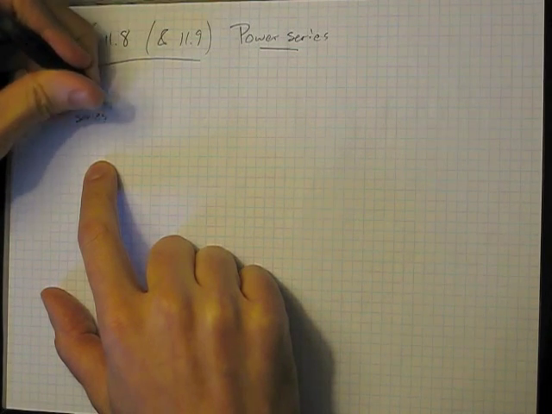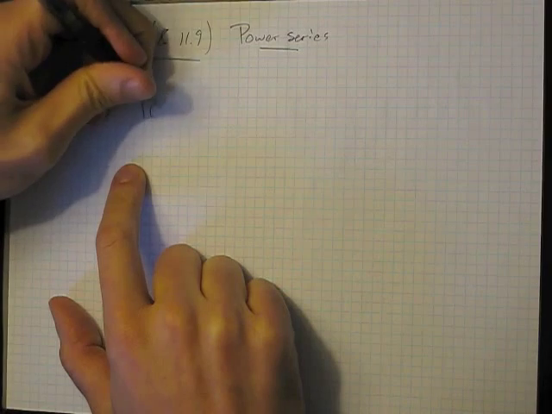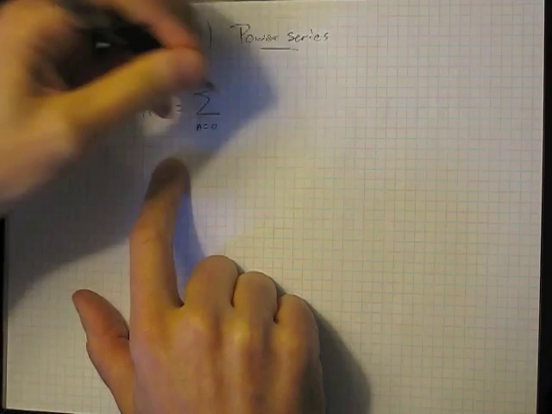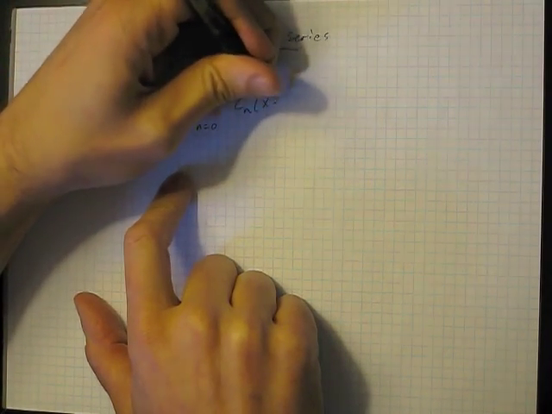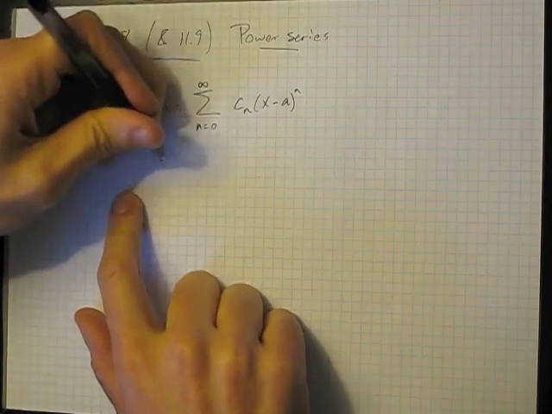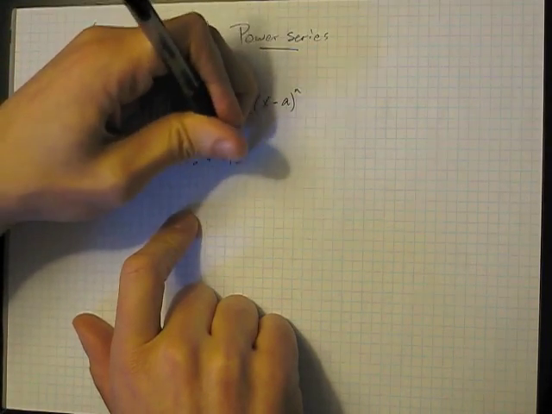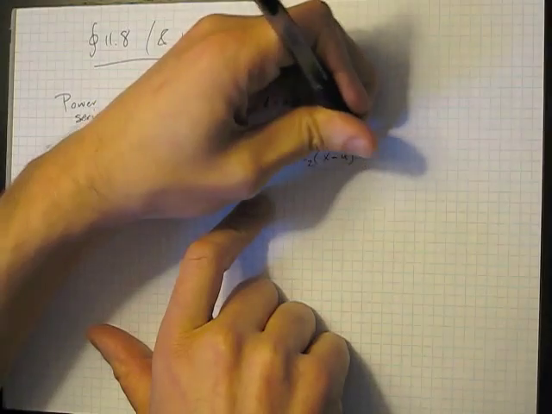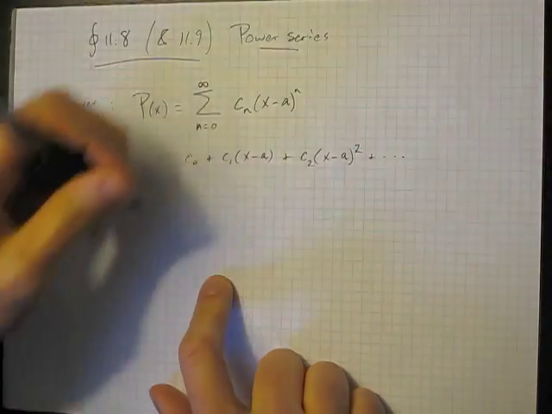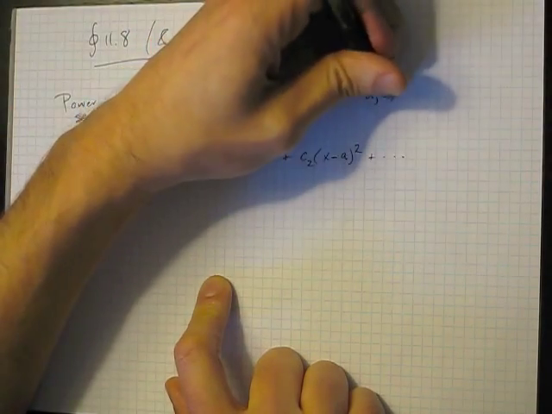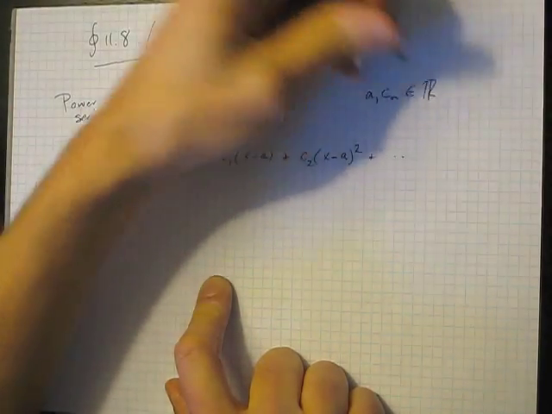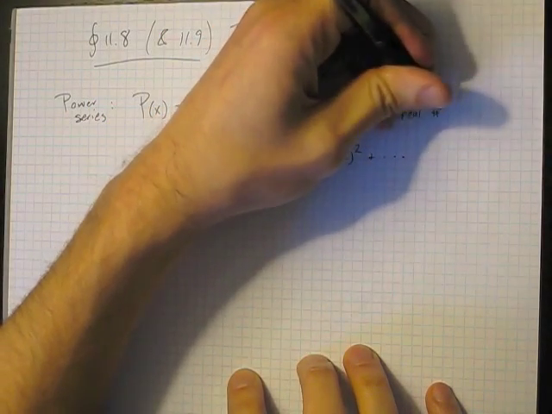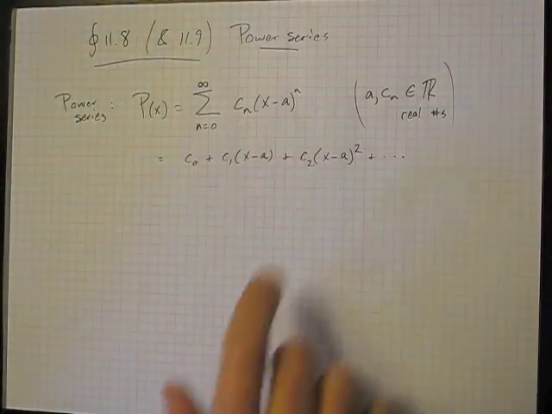A power series is just a function. Maybe we would denote it as p of x. It's a series of the following form: the sum from n equals 0 to infinity of c_n times (x minus a) to the n. So this looks like c0 plus c1 times (x minus a) plus c2 times (x minus a) squared, and so on, forever. And here, a and all of the c_n are supposed to be real numbers, or real expressions of some kind.